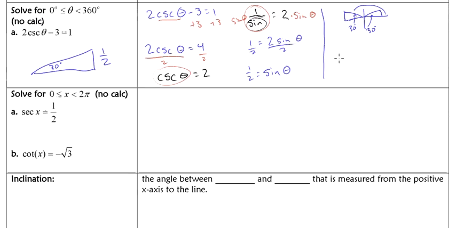So our answer is that theta equals, in quadrant 1, 30 degrees. And then here in quadrant 2, our answer is 150 degrees.